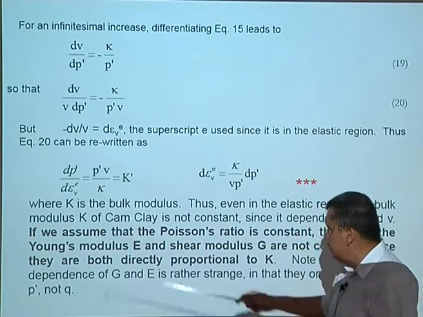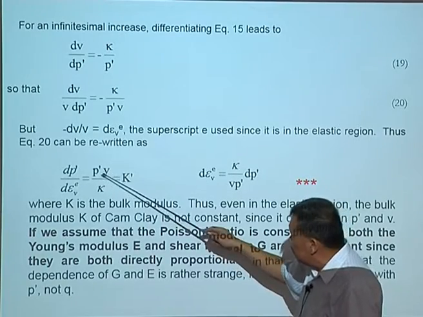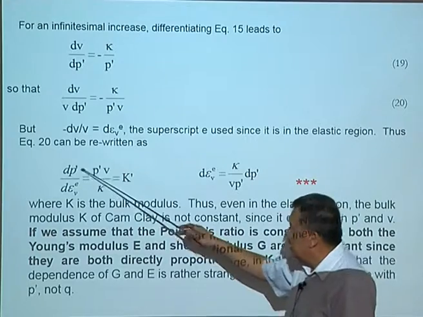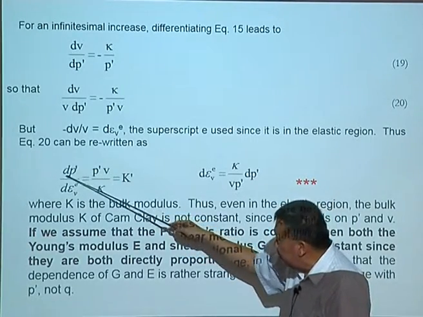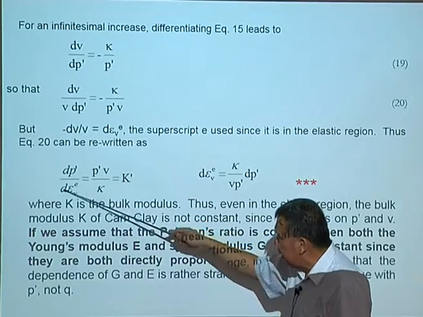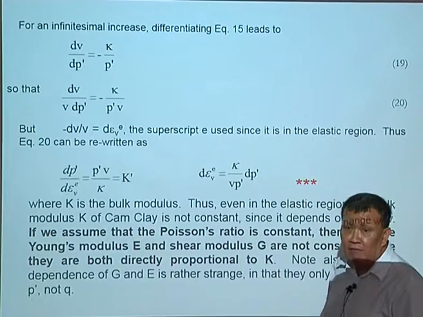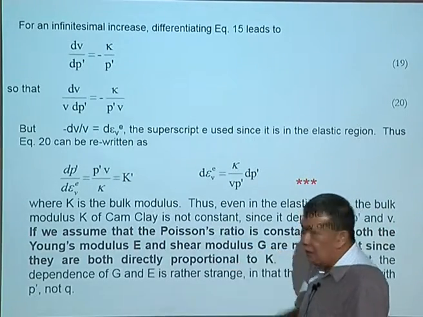And what you have is dP prime over d epsilon_v^e is equal to P prime V over kappa. But dP prime over d epsilon_v^e, this is the rate of change of mean effective stress with respect to elastic volumetric strain, which is actually the effective bulk modulus. So the bulk modulus is given by P prime V over kappa.